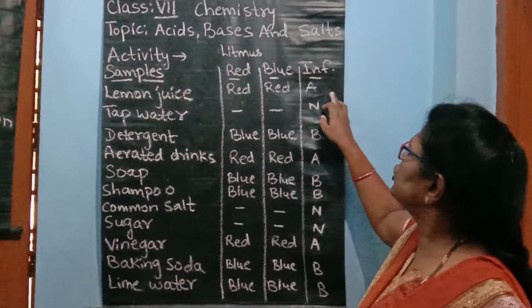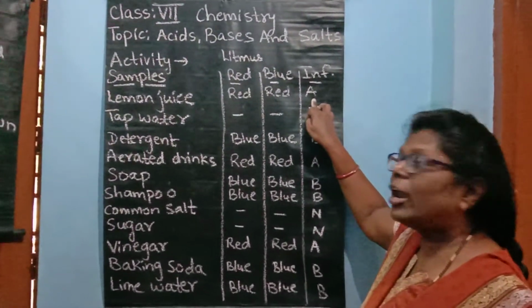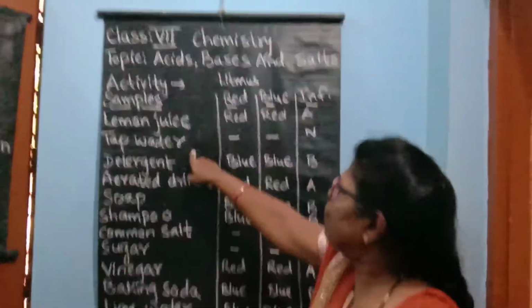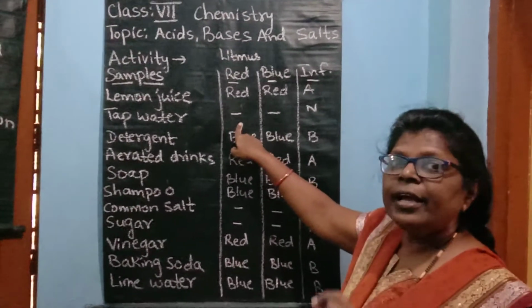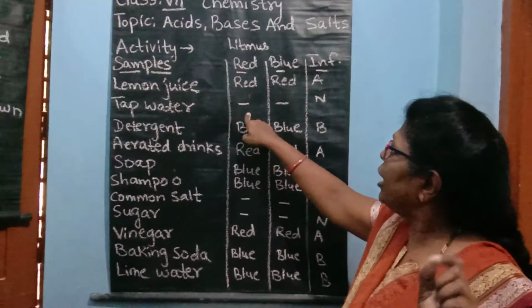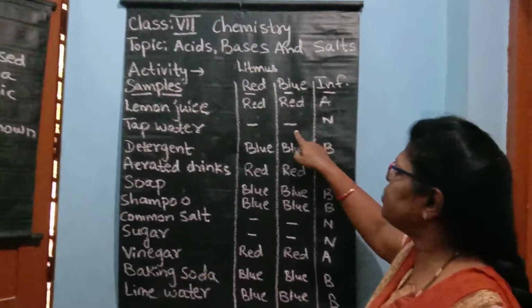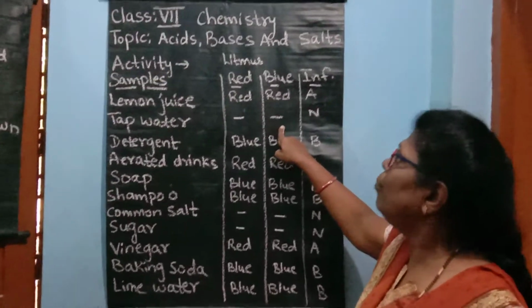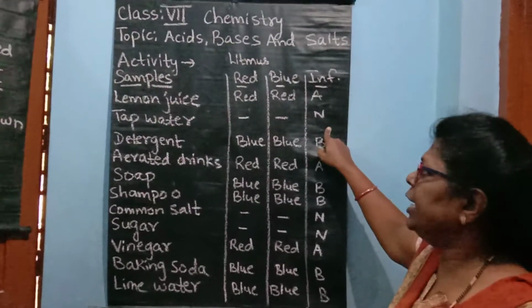Here, as there is no space, children, I have written in short form. You can write the full form. I have written A for acidic in nature. Then comes the next, that is the tap water. Again you take red litmus paper, you dip it in, there is no reaction. So the red paper will remain red. Now take the blue litmus paper, dip it in the tap water, there will be no change in the blue litmus paper. That means tap water is neutral in nature.